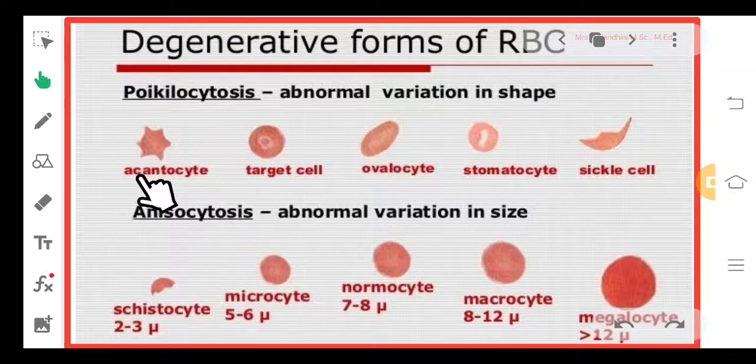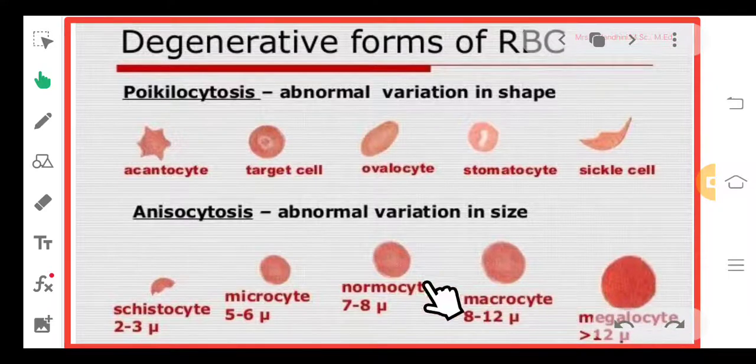This shape is acanthocyte. This is target cell, ovalocyte. This is stomatocyte. This is sickle cell. This is the RBC sickle cell formation. It leads to anemia, sickle cell anemia. This abnormal variation in shape is called poikilocytosis. Then depending upon size, it varies.